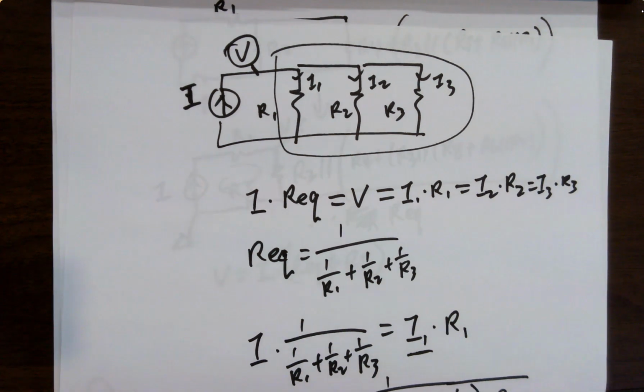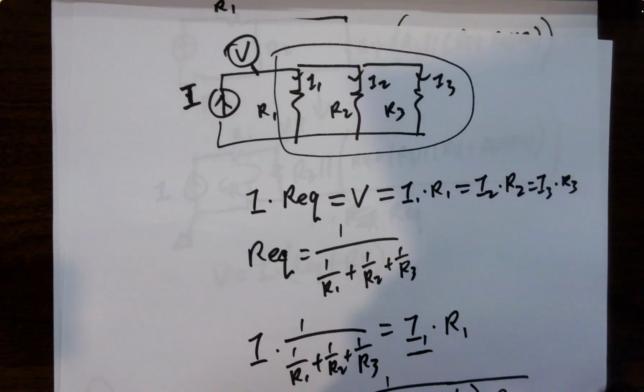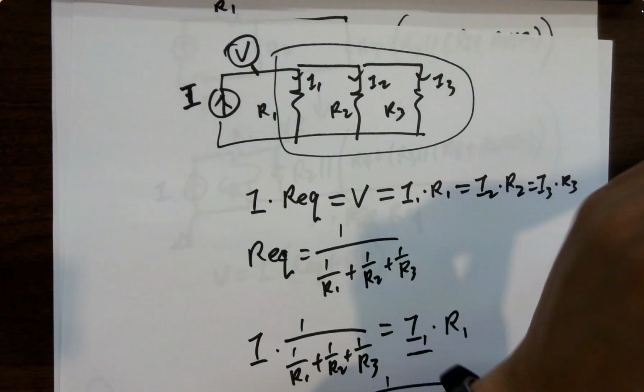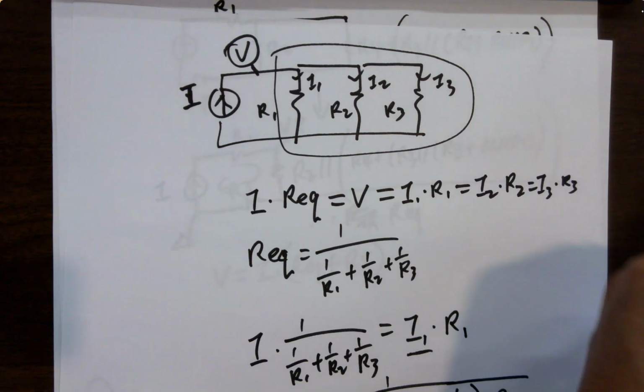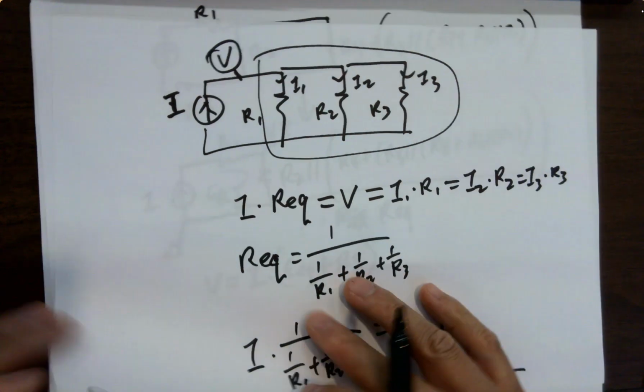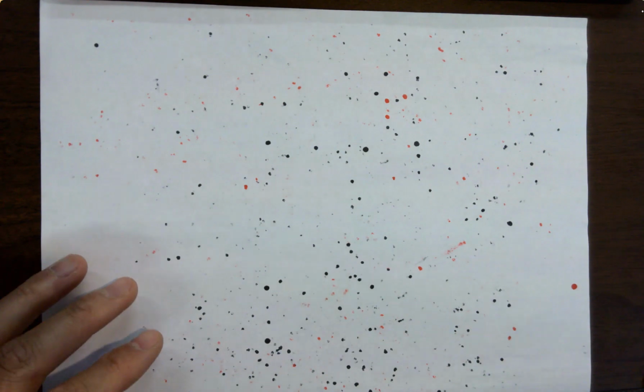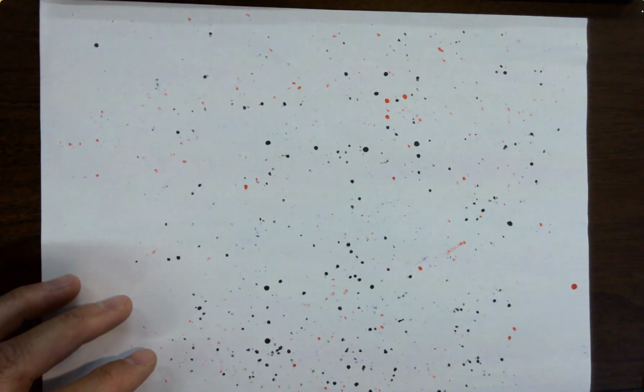Okay. Another one, delta to Y equivalence resistor network. Let's see how I did it. It's boring to solve that resistor network, but it's very simple, just follow the equations.